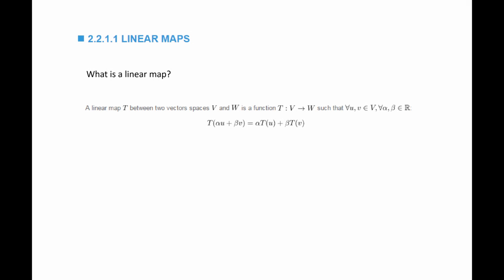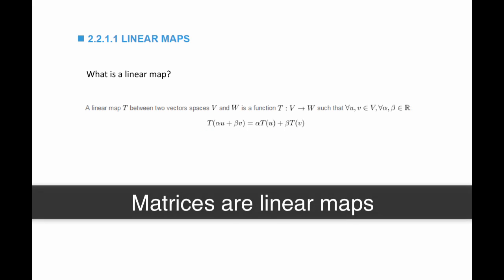And so in short, a linear map is defined as follows. A linear map between two vector spaces V and W is a function from V to W such that for any two vectors in V, I'm going to call them u and v, small u and v in the vector space V, and for every two numbers alpha and beta in R, T of alpha u plus beta v is equal to alpha T of u plus beta T of v. So this is the definition of a linear map. And matrices are in fact simply just linear maps.